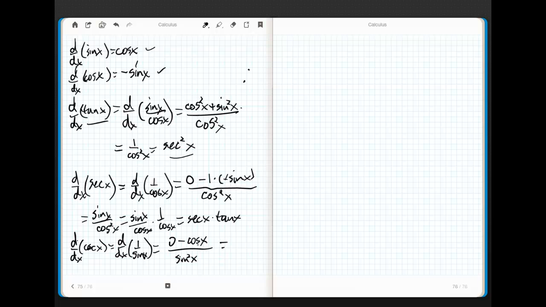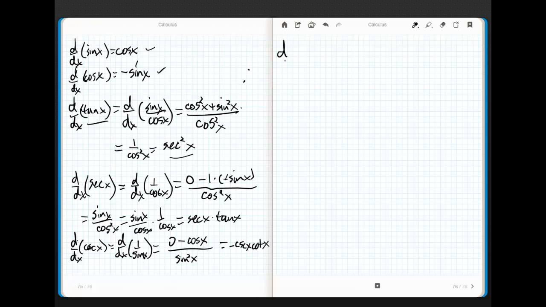Now, I'm going to use exactly the same trick, except I know that cosine over sine is cotan, and 1 over sine is cosecant. And I've got this negative floating along. So this is just negative cosecant x, cotangent x. Isn't that fun? Nothing to it.